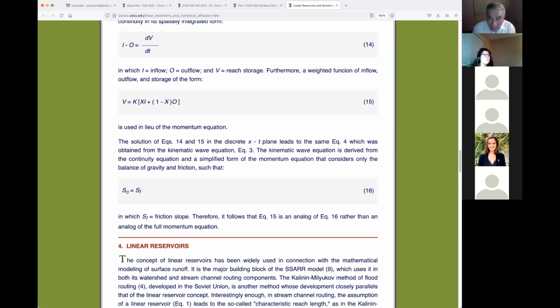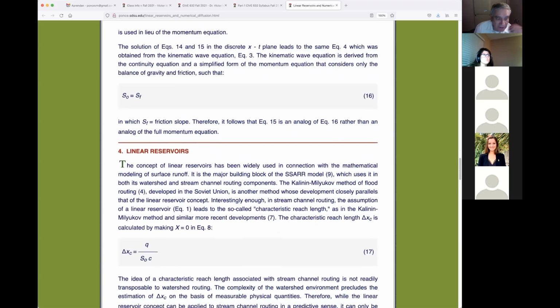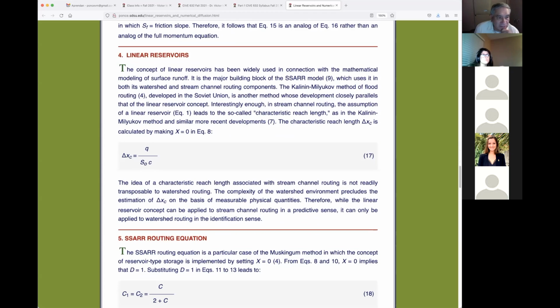Okay, examples abound. I'm not going to spend time on it. Okay, linear reservoirs. The concept of linear reservoirs, the linear reservoirs of Nash, the linear reservoirs of Dooge. Linear reservoirs is a widely known concept in hydrology. As a matter of fact, the KM, the Kalinin-Milyukov method, is one way of looking at the linear reservoir. And I briefly talked about this method before.